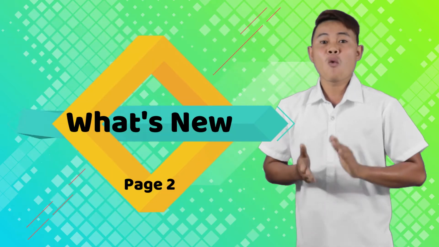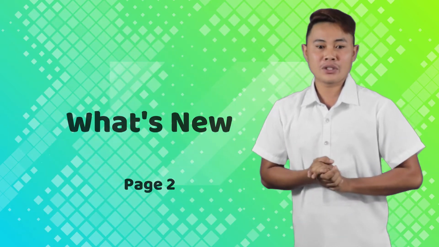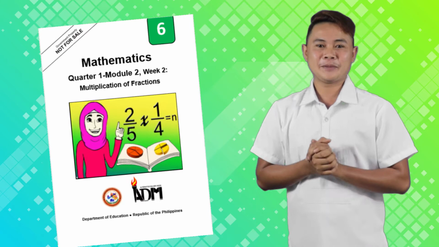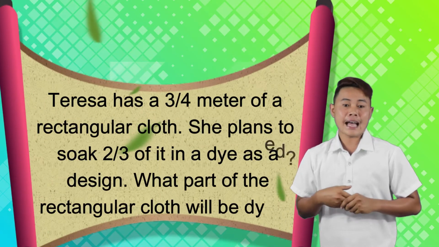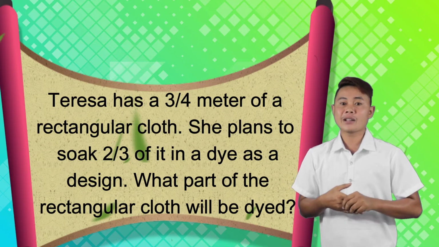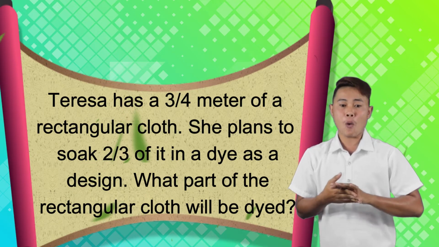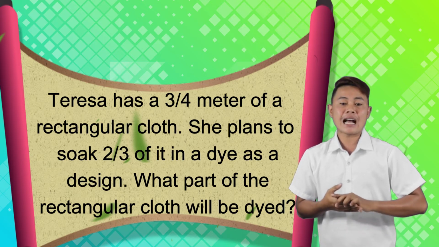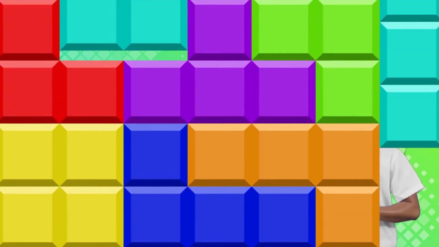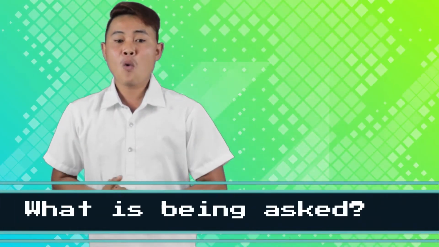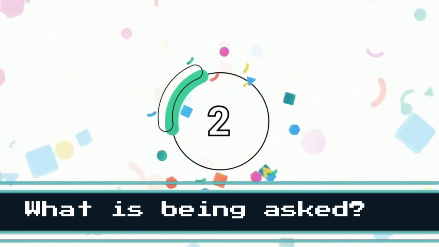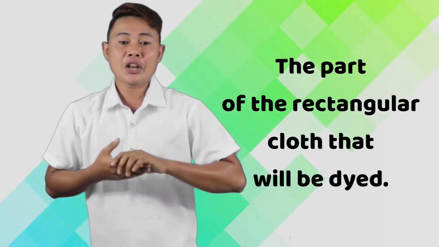Let us try to answer what's new on page 2 of your module. Have you opened your module on page 2? Very good. Teresa has a 3/4 meter of rectangular cloth. She plans to soak 2/3 of it in a dye as a design. What part of the rectangular cloth will be dyed? In this problem, what is being asked? Very good. The part of the rectangular cloth that will be dyed.